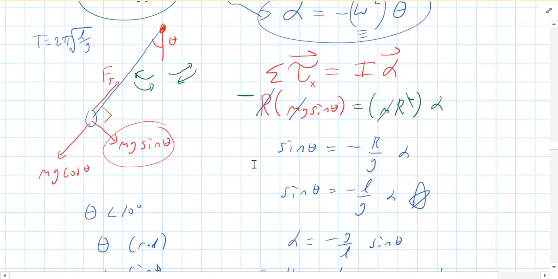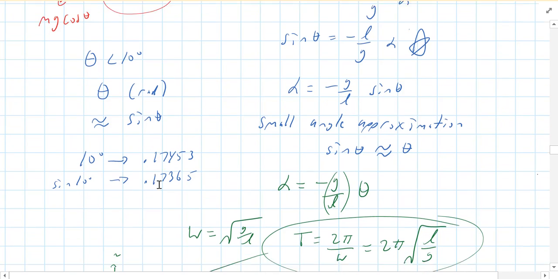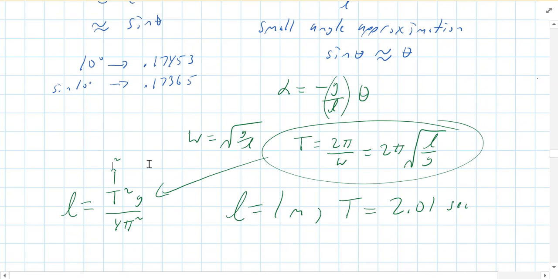In the next video, we're going to talk about things that are not just simple balls on a string. Like what if you have a rod swinging back and forth? What is its period of oscillation? And we'll do the same process. We're going to do net torque equals I alpha, get alpha in terms of theta. We'll use our small angle approximation, and that will give us the period as a function of the length of the rod. So I hope that video was helpful, and thank you very much.